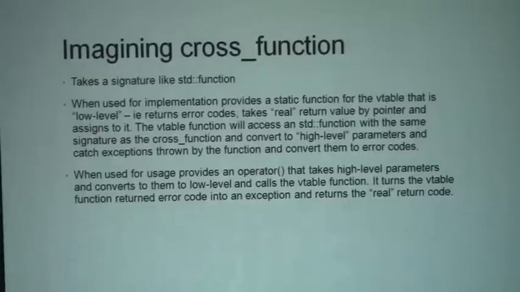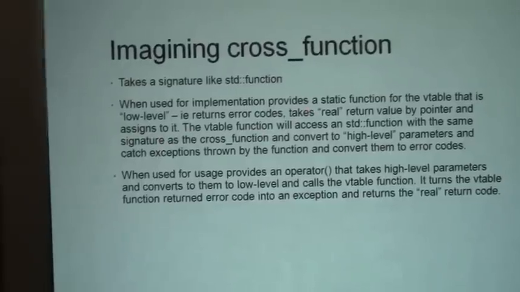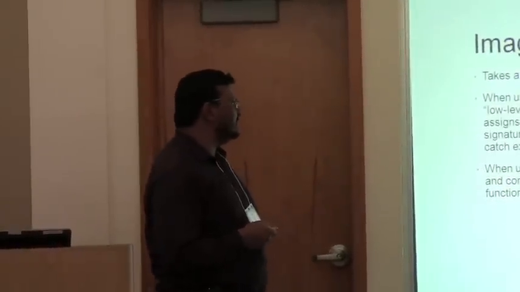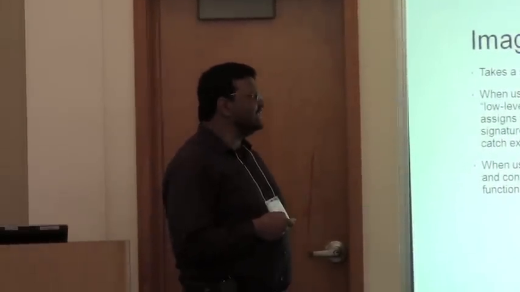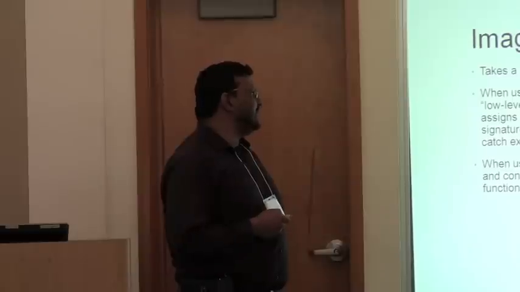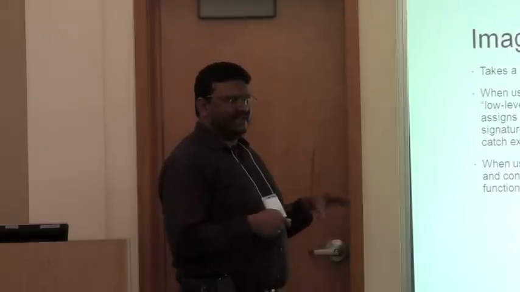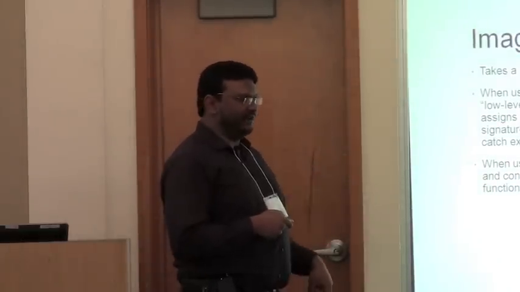So what I did is I went from this, from function, to something, let's call it cross-function. So it takes a signature like standard function. When it's used for implementation, it provides a static function for the vtable that is low level. It takes error codes, returns an error code, takes the real return value by pointer and assigns to it. And the vtable function then accesses a stored std function with the same signature as the cross function, and converts from the low level to the high level. And it catches any exceptions that are thrown, translates them to error codes.